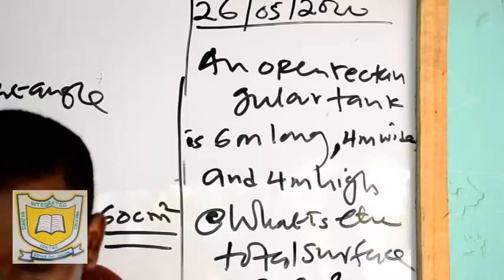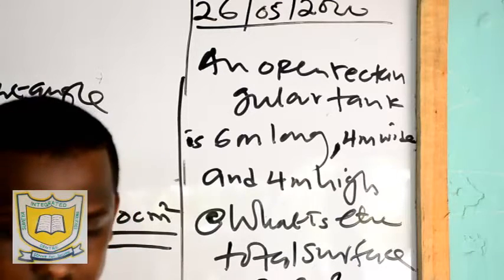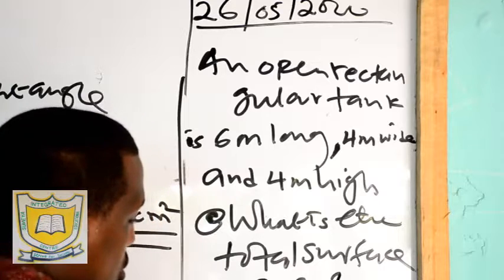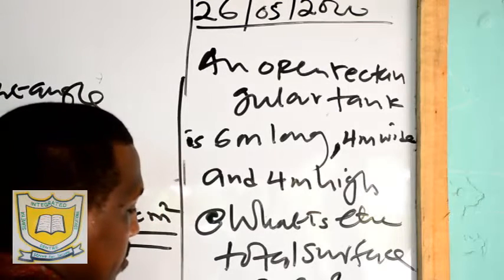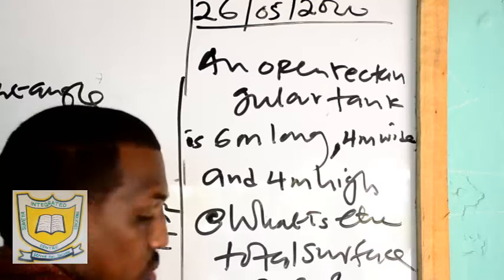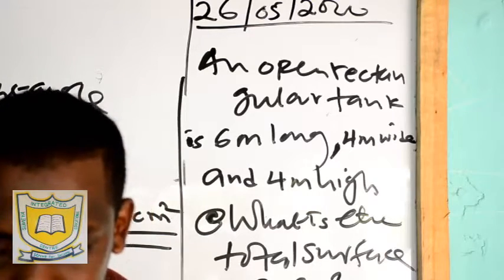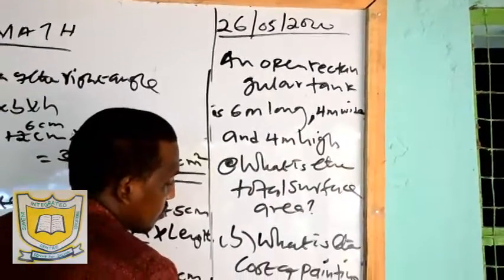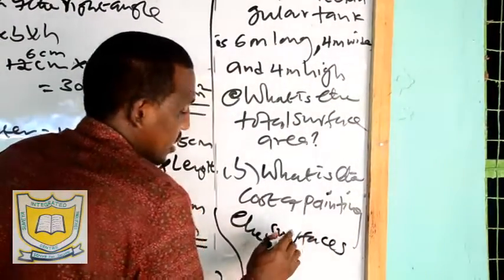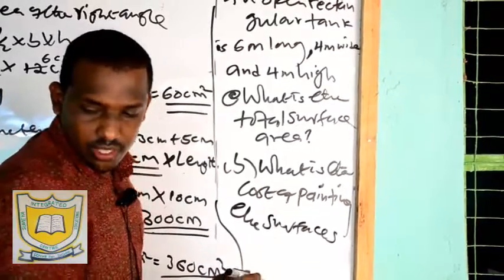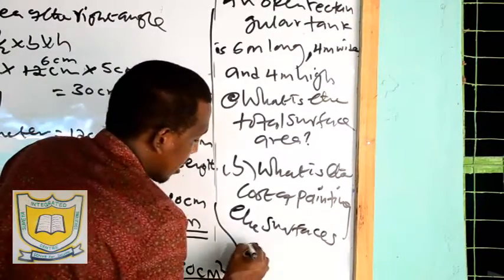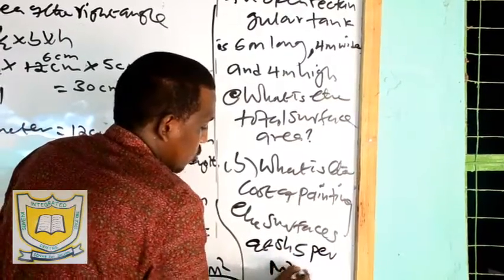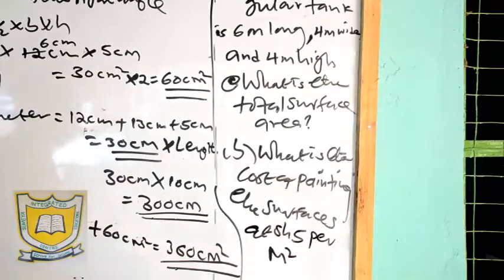B. What is the cost of painting the surfaces at shillings 5 per meter squared? That is what the question is asking.